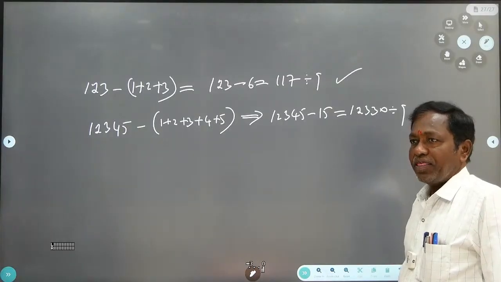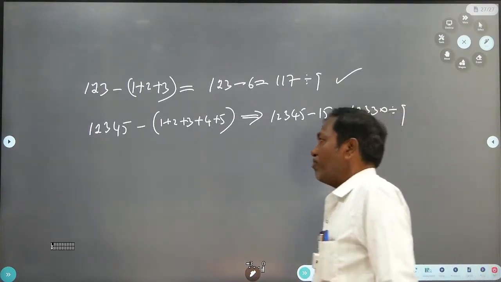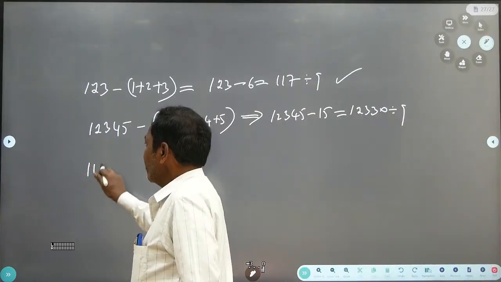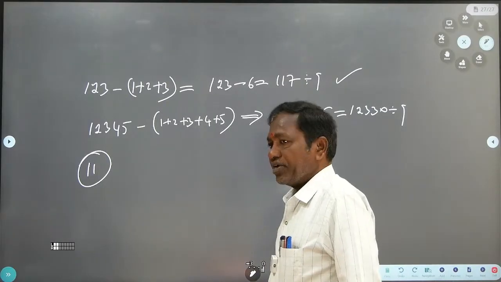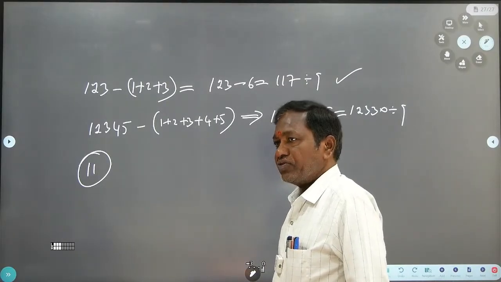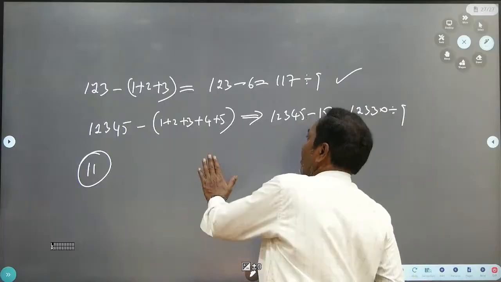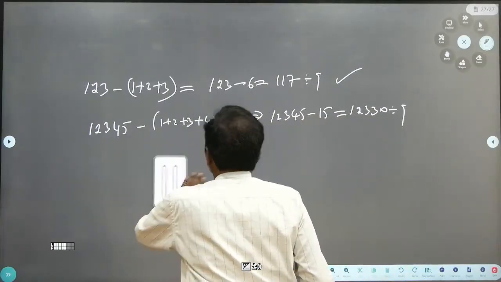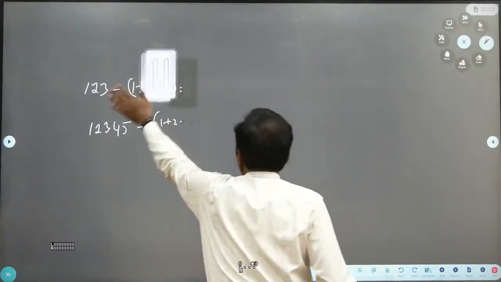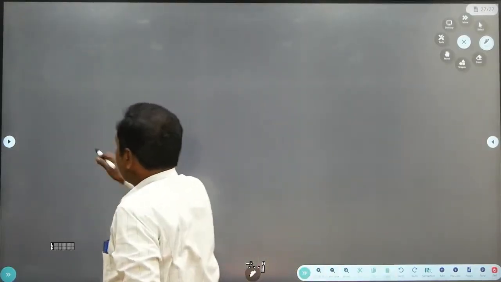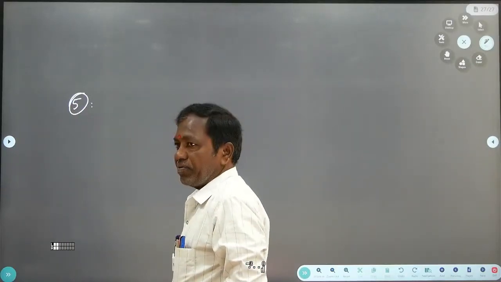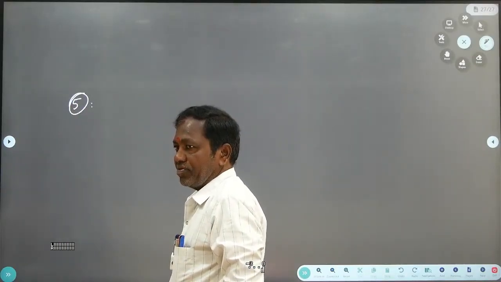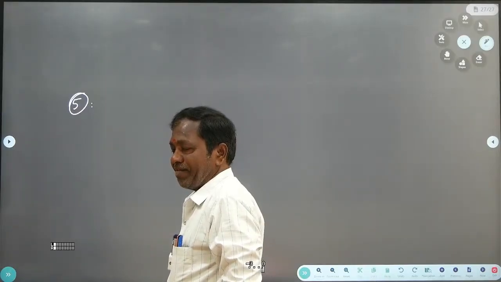Yes. What is the next number? 11. So 11 you can take. Now for the uniqueness of 11 you can take. Uniqueness of 5. Yes, 5 also can be taken. How can 5 be taken? It's the only prime number which is a multiple of 5. See, if you take 5 like that, what is the uniqueness of 5? It's the only prime number which is divisible by 5. Every multiple of 5 is not a prime number.